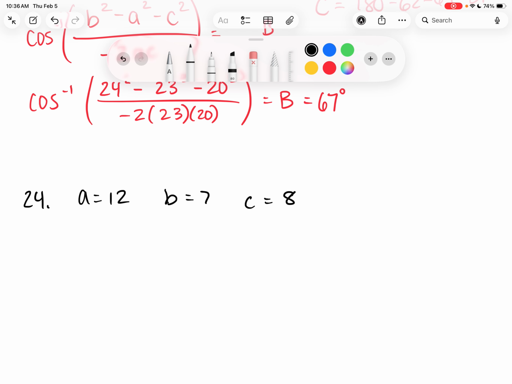Some books, I think the pre-cal book actually does all the area problems in one section, and that's when people are like, I don't know how to tell. I'm like, it's really easy. They give you an angle, you use the first area formula. They don't give you an angle, you use this one.